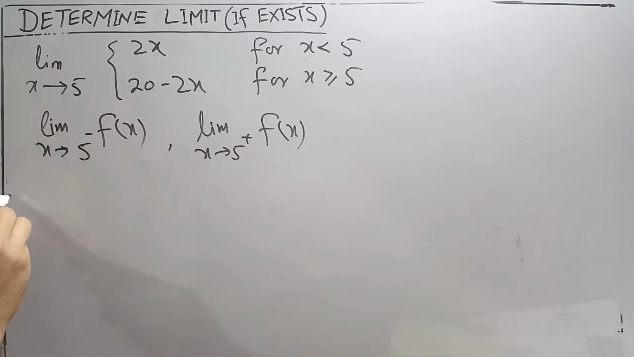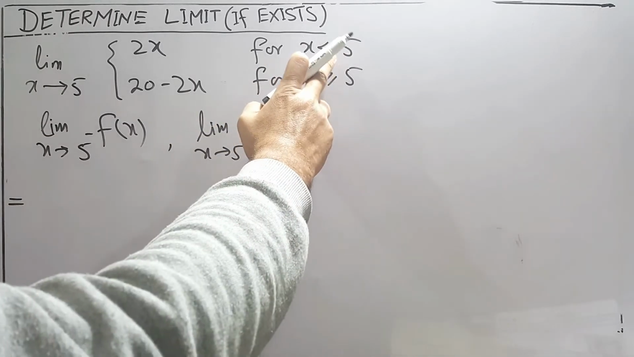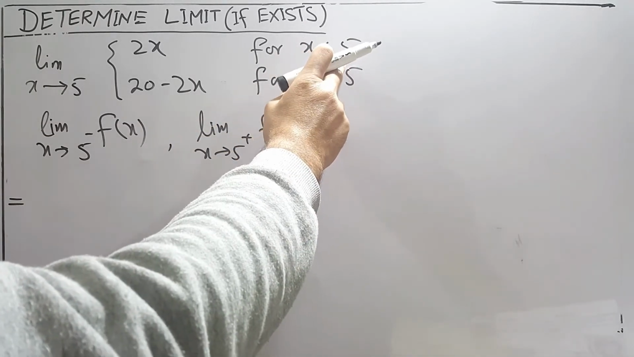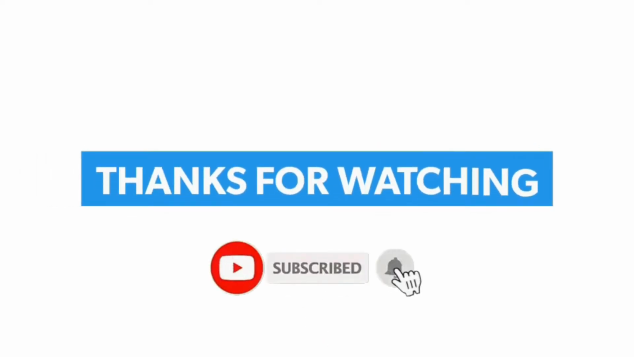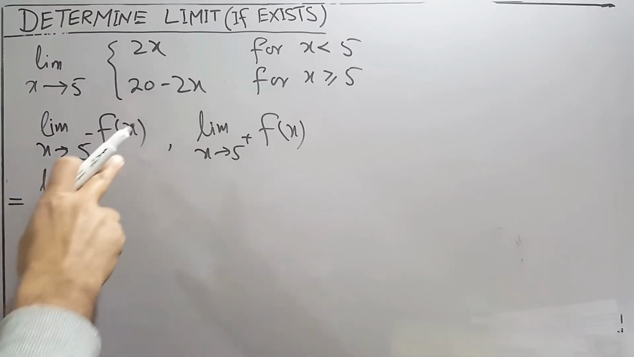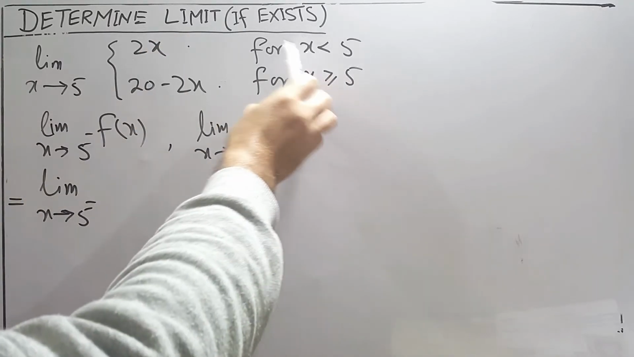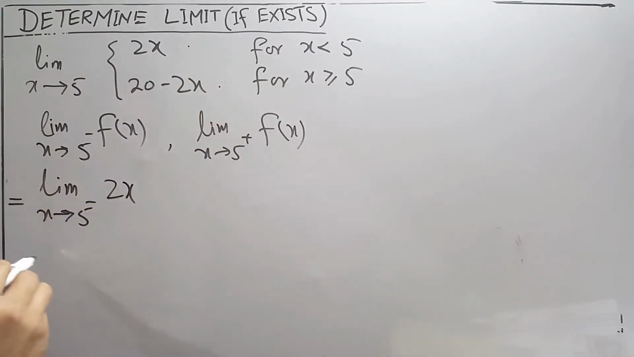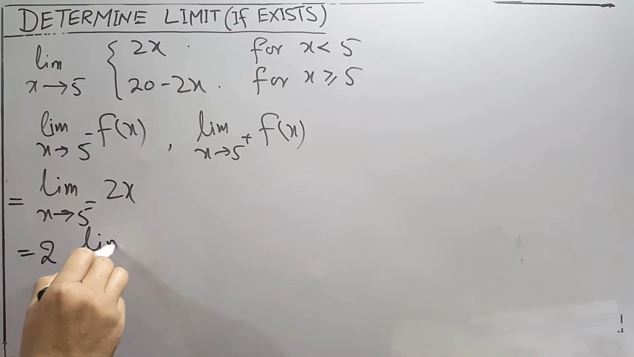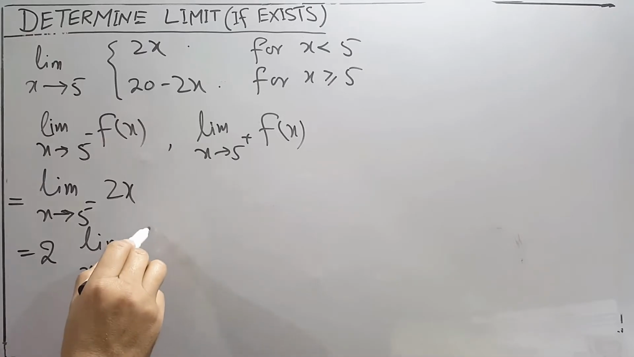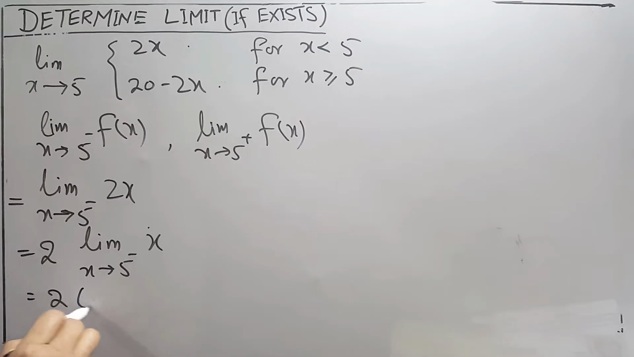If we want to find the limit when we are approaching 5 from the negative side, you can see that x is less than 5 means the negative side of the x-axis. So we can write the limit as x approaches 5 from the negative side. The function that we have to use, either this or this. When you approach 5 from the negative side, it is this one, so you have to use the 2x function. Again, 2 is a constant, we take it out, and x, now apply the limit, and then you get 10.